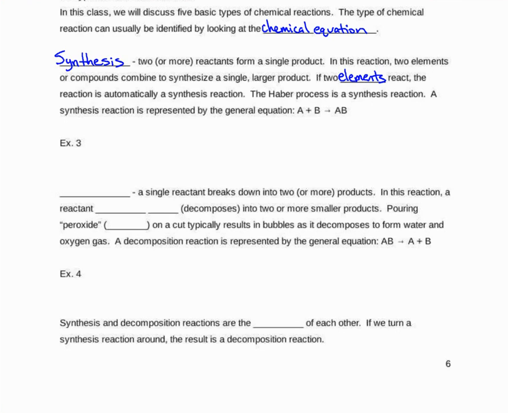The next type of chemical reaction is called decomposition.